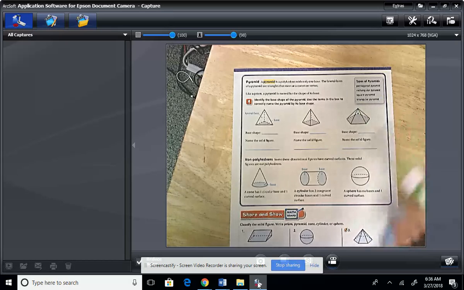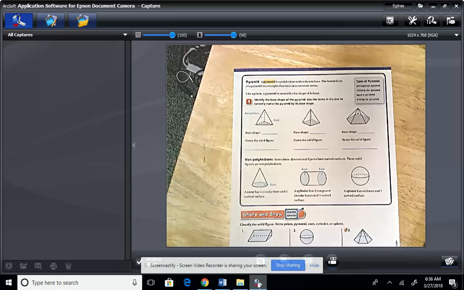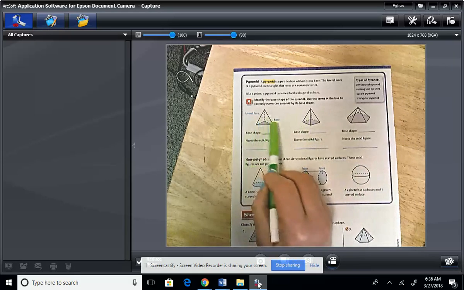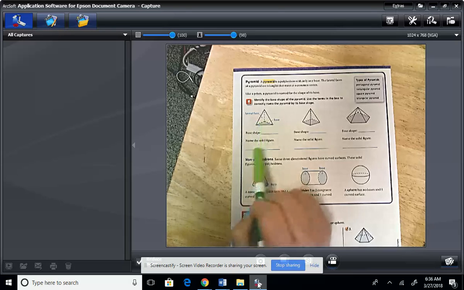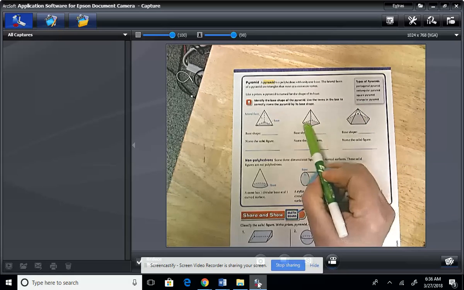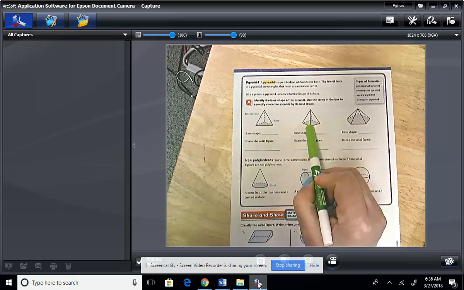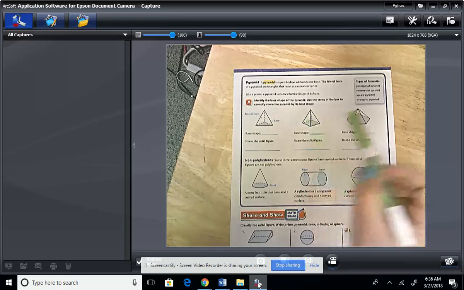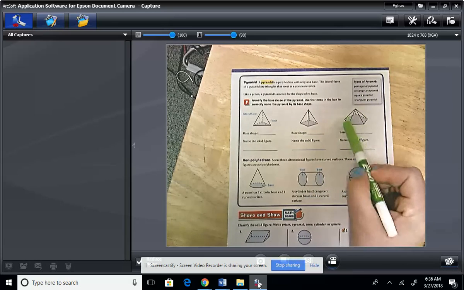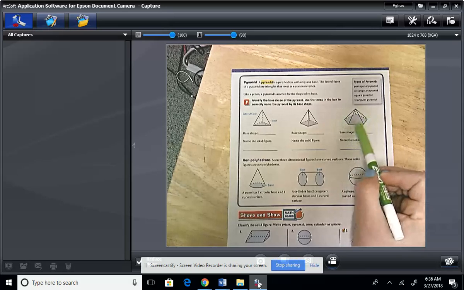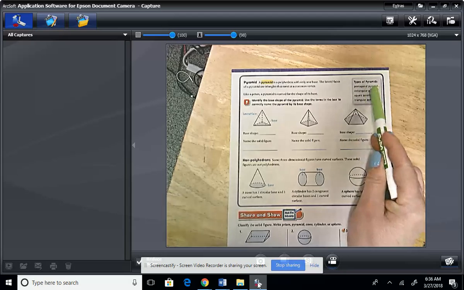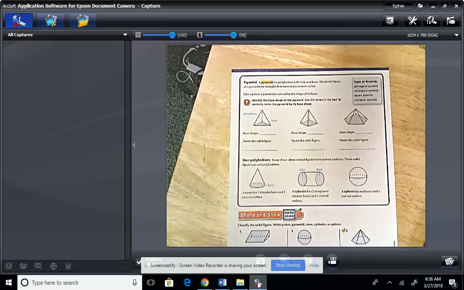How do you think we're going to decide what kind of pyramid it is? I would say by its base. So this base shape is a triangle. So this is a triangular pyramid. This base, if I look at it, it's a square, all equal. They're all congruent. So it's a square pyramid. If I look here, I have 1, 2, 3, 4, 5 sides. So it's a pentagon shape. So it's a pentagonal pyramid. I hope you're filling these in as we're going.